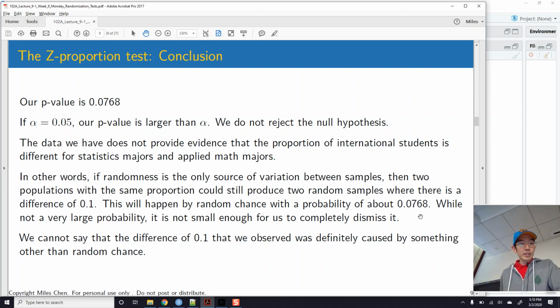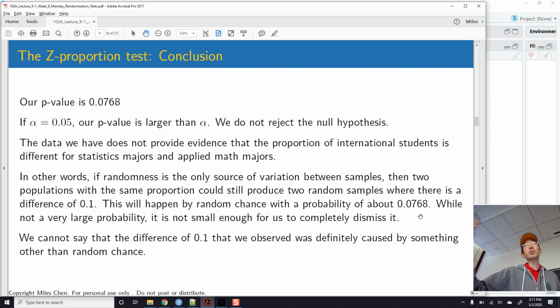Okay, and the data we have does not provide evidence that the proportion of international students is different for stats majors and applied math majors. Or in other words, if randomness is the only source of variation between samples, then it's still possible for two populations with the same proportion to produce two random samples where that difference is 10%, which is what we observed. And that's going to happen with a probability of around 7 to 8%.